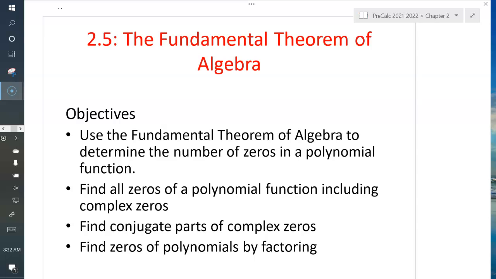Our objectives today are to use the fundamental theorem of algebra to determine the number of zeros in a polynomial function, so how many zeros you have. We're then going to find all of the zeros in a polynomial function, including complex zeros. You can find the conjugate pairs of complex zeros and find zeros of polynomials by factoring.